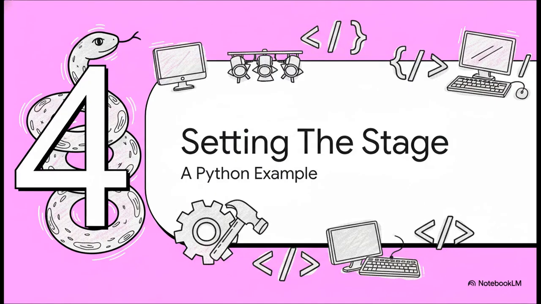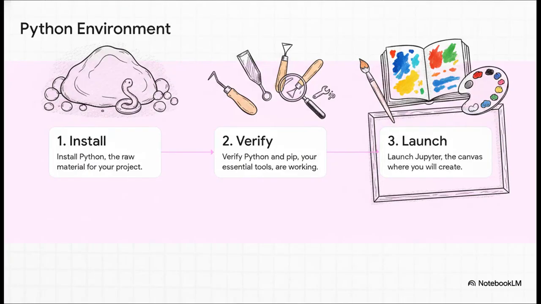Okay, let's make this a little less abstract. We're going to use a super popular programming language, Python, as our example. You're about to see how setting up an environment is its own deliberate, creative act of framing. Now, don't just see this as a boring list of commands. Think of it more like an artist getting their studio ready. First, you install Python. That's your raw material, your chunk of marble. Next, you verify pip, which is the tool that lets you add all sorts of new capabilities. That's like making sure your chisels are sharp. And finally, you fire up a workspace, like a Jupyter notebook. That's your canvas, where the real work is about to begin.